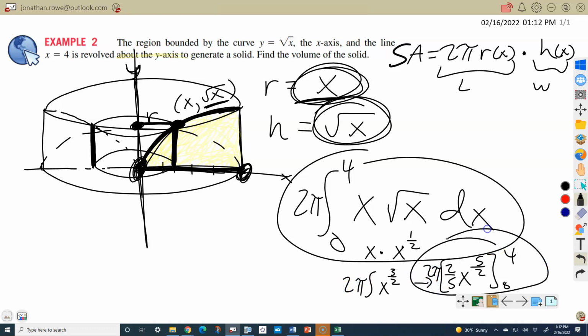And plugging in the 4, plugging in the 0, taking the difference, and getting my solution by hand that way. Again, you could also use your calculator. So the main thing is getting the problem set up correctly.